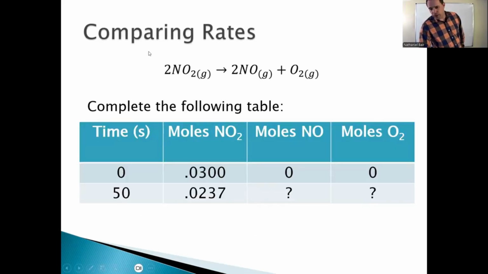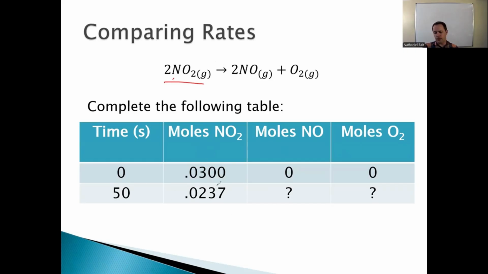Now let's put some numbers with it. So let's work through this. Here we have a decomposition reaction. Let's take a look here. We're starting here with only NO2, 0.0300 moles of NO2.